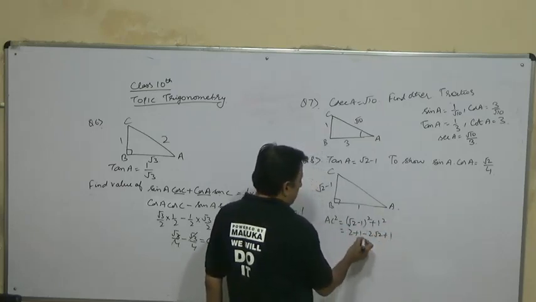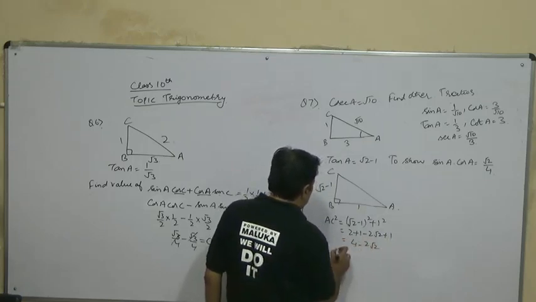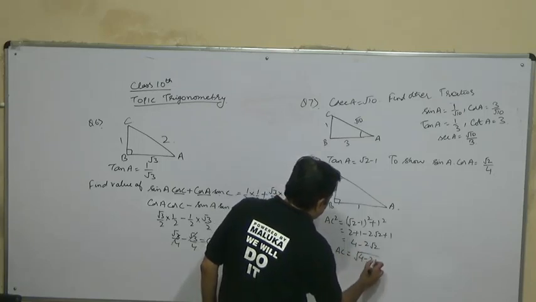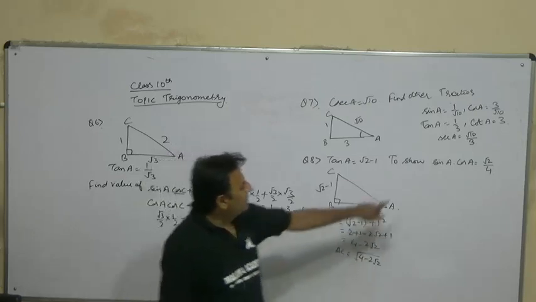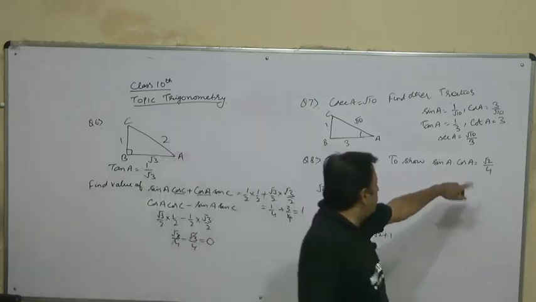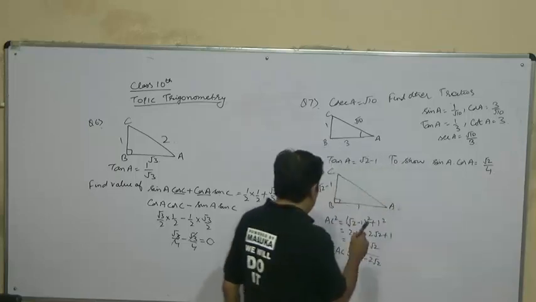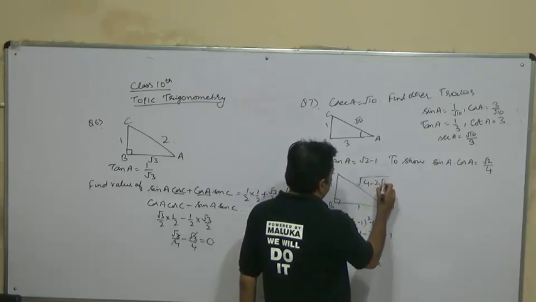So this will be 4 minus 2√2. So AC is equal to √(4 − 2√2). Now what we want to show is sin A cos A is equal to √2 upon 4. So sin A is perpendicular upon hypotenuse, so this will be upon √(4 − 2√2).